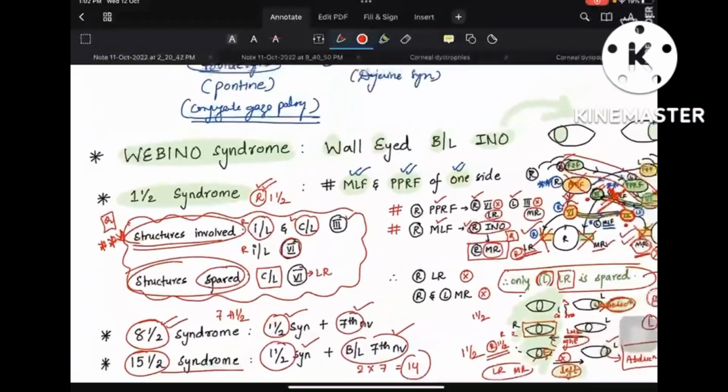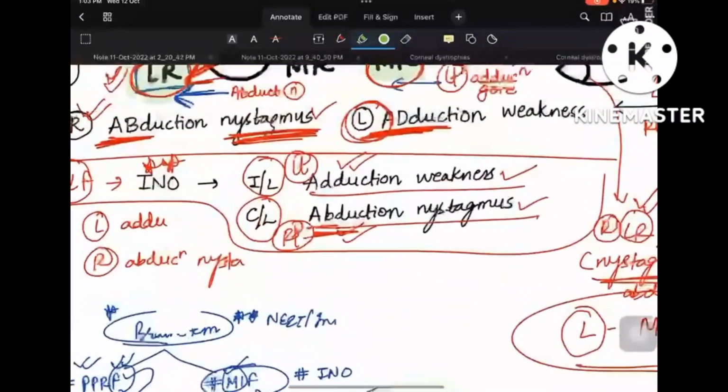So yeah, these are the take home points. This cloud and here this highlighted INO. These are the take home points from this video.